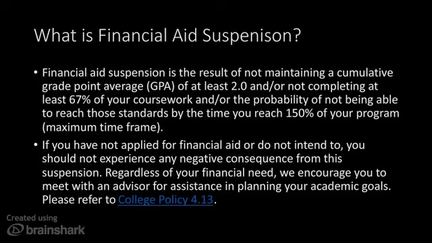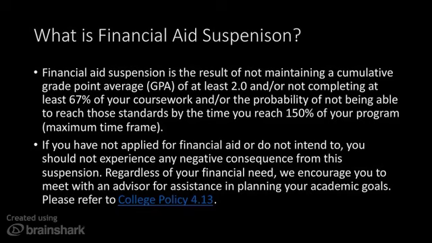What is financial aid suspension? Financial aid suspension is the result of not maintaining a cumulative grade point average of at least a 2.0 and/or not completing at least 67% of your coursework, and/or the probability of not being able to reach those standards by the time you reach 150% of your program, which is also known as maximum time frame.